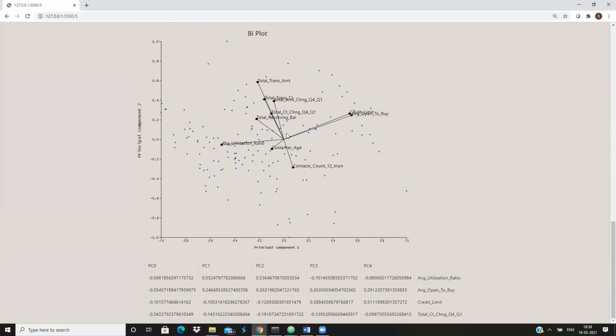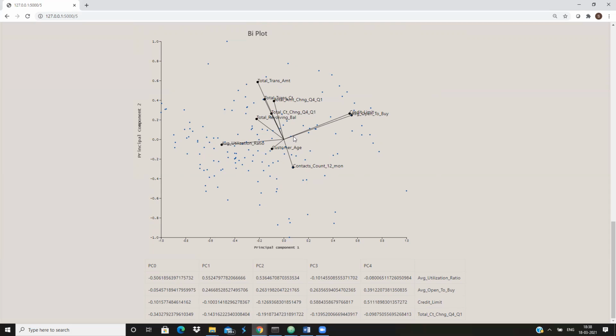So to take an example, as we can see that the total transaction amount, total transaction count, and all of these related to count and transaction amounts are very close to each other. The angle is lower, right? It's a small angle, which means they're all positively correlated.